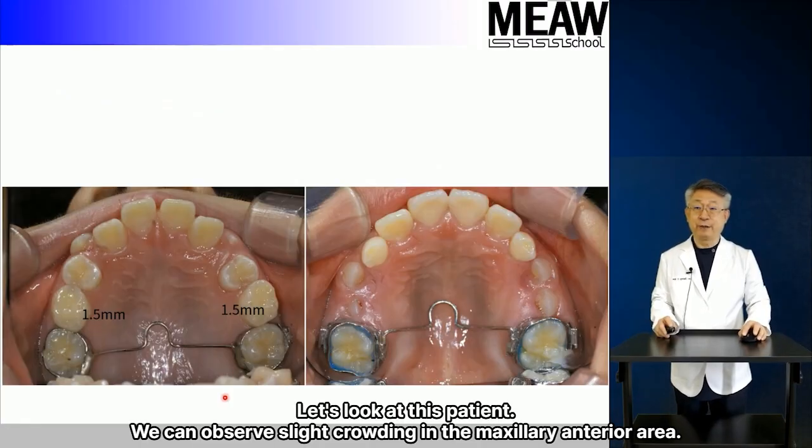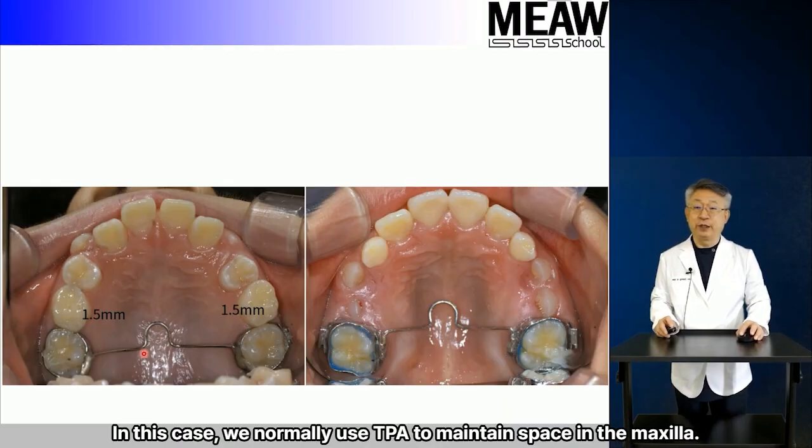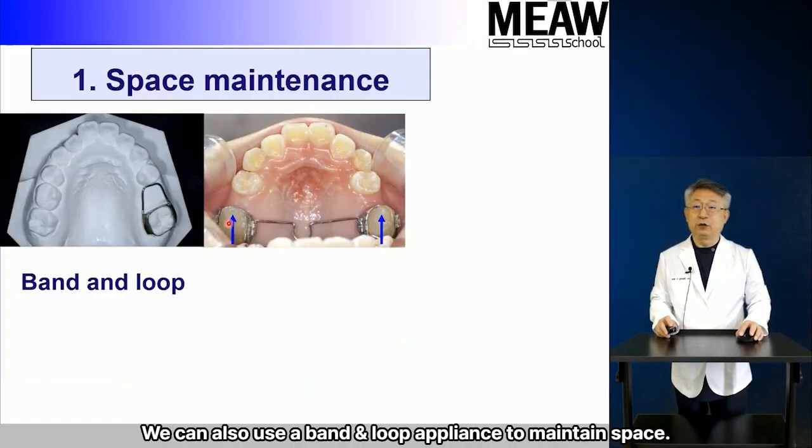Let's look at this patient. We can observe slight crowding in the maxillary anterior area. We can obtain 1.5 millimeters of space where the primary second molar was in the maxilla. In this case, we normally use TPA to maintain space in the maxilla. We can also use a band and loop appliance to maintain space.